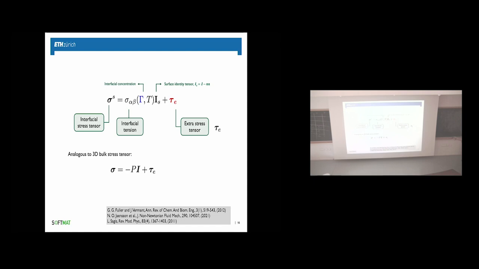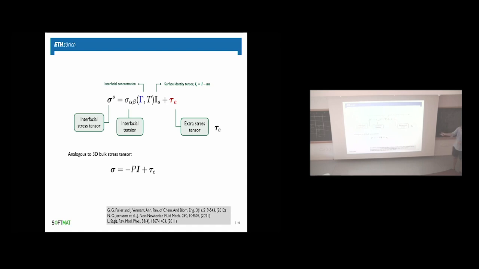And what is this surface stress? This surface stress is a simple thing. It's a tensor, 2 by 2. I have 4 components. I have axial components that resist compression and dilation, and I have shear components that resist area changes and shape changes.